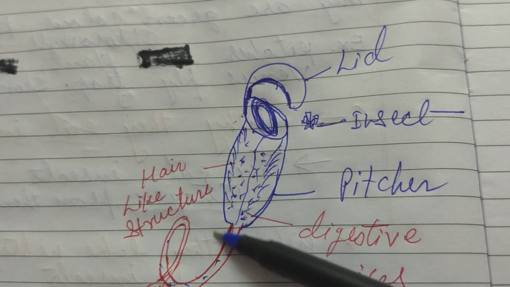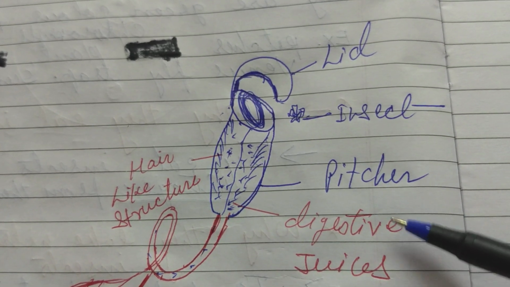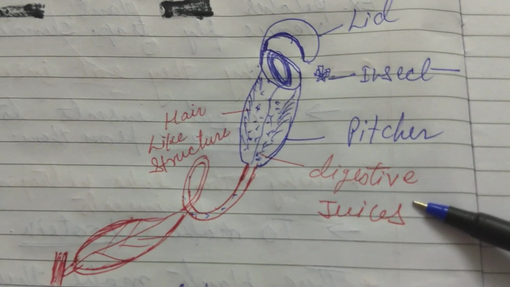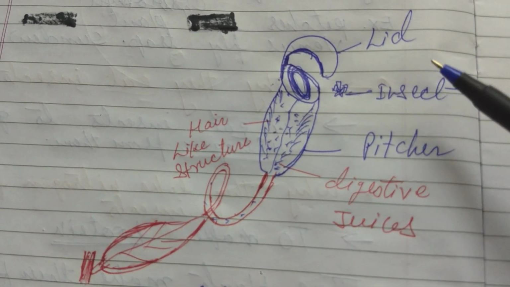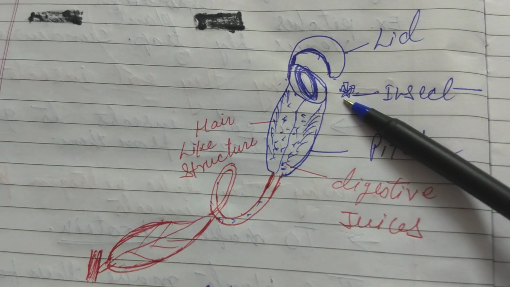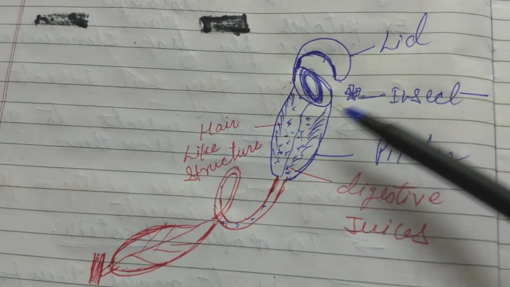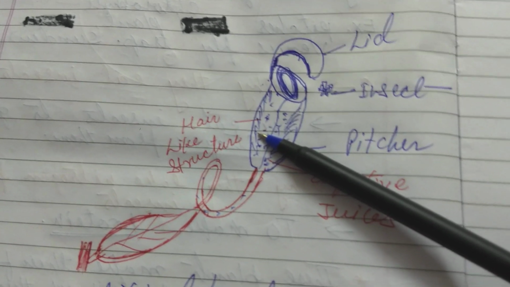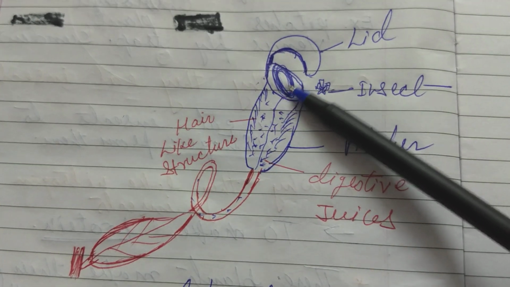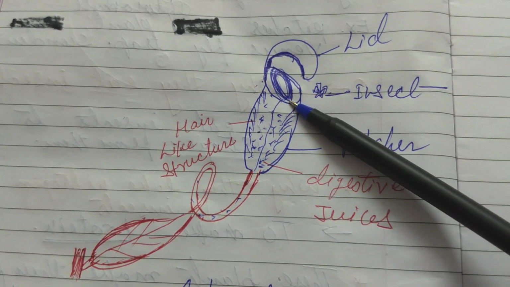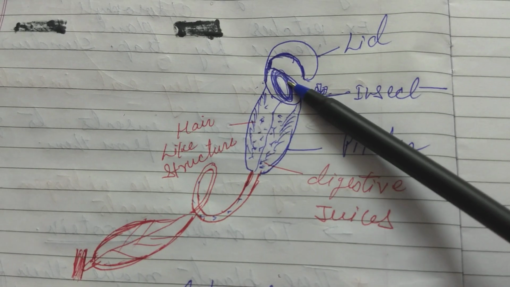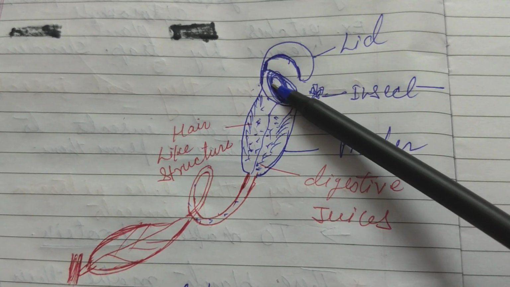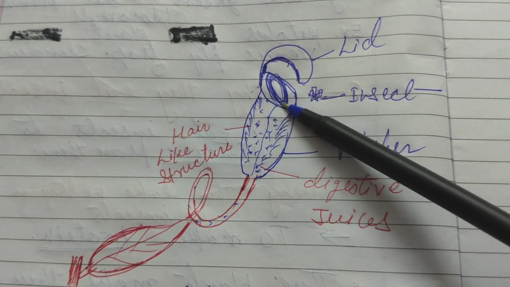And inside this pitcher, they have certain digestive juices. Okay, certain digestive juices. So what happens? Insects are attracted towards this leaf. They come for nectar. They come to eat their juices, to suck their juices as food. So the moment they come and sit on the pitcher, they slip down, they fall down, because there is a slippery substance also found on that place, on this place.